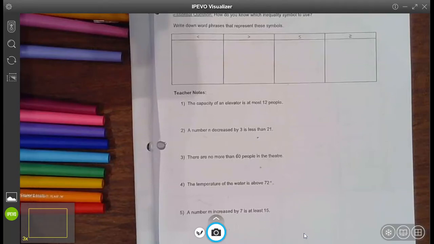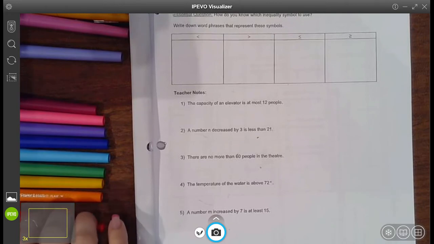Hello, my little mathematicians. Today we're going to explore inequalities. An inequality you can kind of think of as a type of an equal sign. It separates part of the equation and you use it to compare something. Like one thing is greater than another or it's less than another.